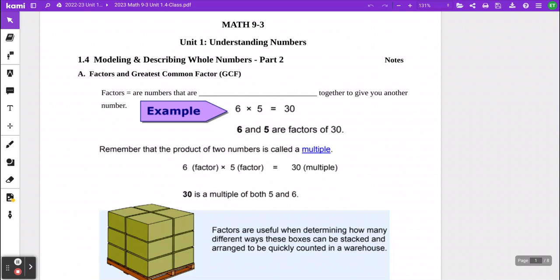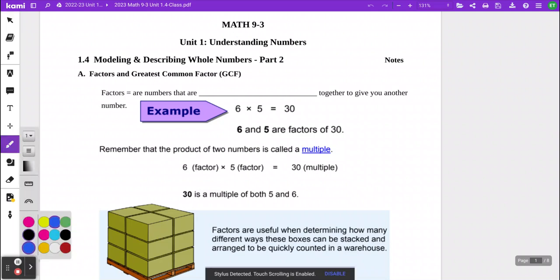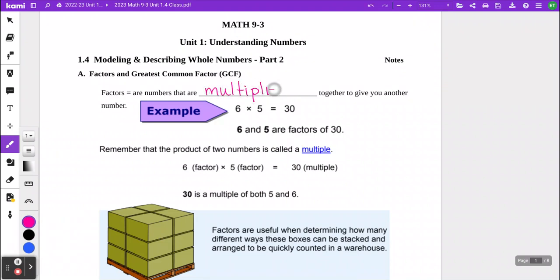So it says factors are numbers that are multiplied. So that's the missing word. We're going to write multiplied. So make sure you're keeping up and filling in the blanks here. We've got lots of little blanks for us to fill in.